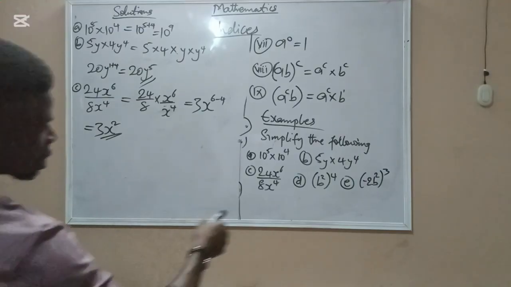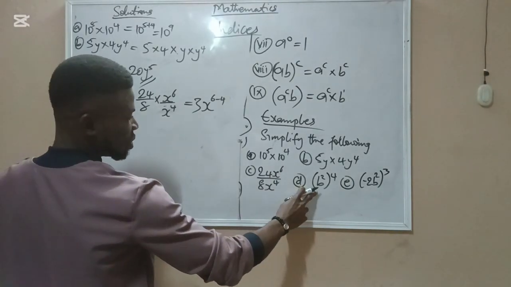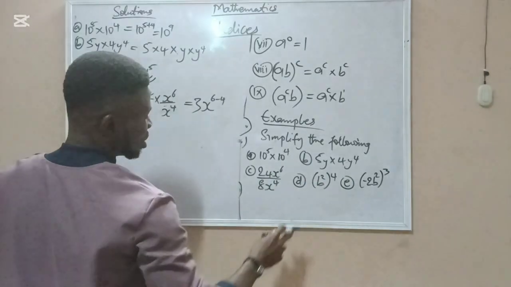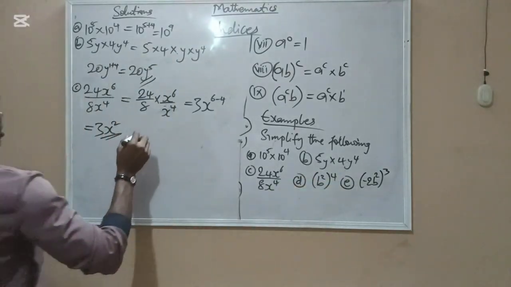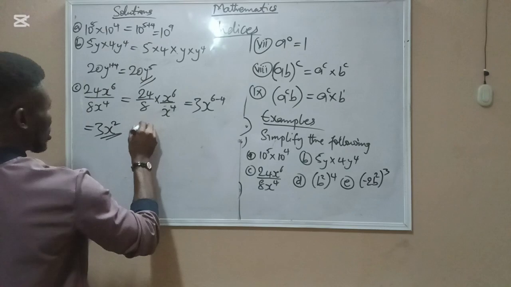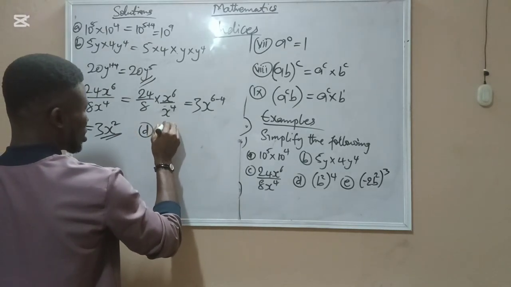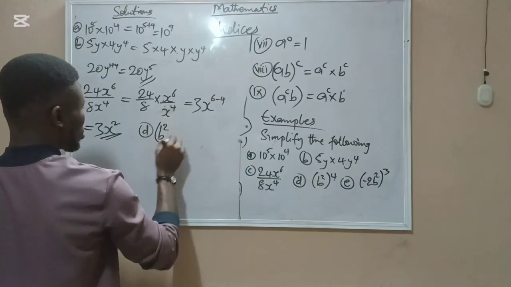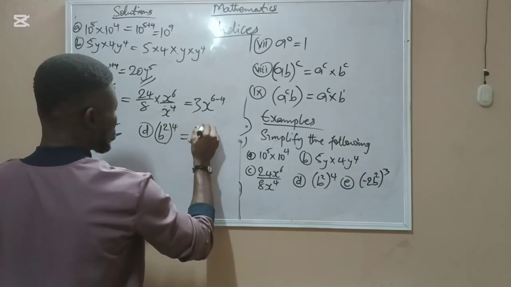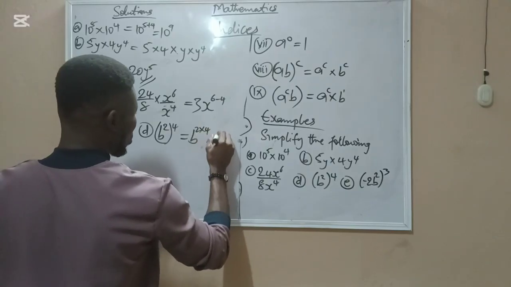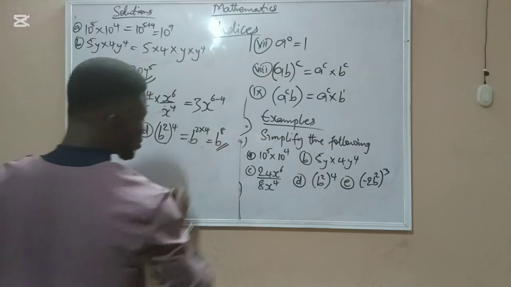Now, another one, I think that one is simple. Do we need to touch it? This one is just b to the power 2 raised to the power 4. When we talk about numbers with double powers, it's just 2 times 4. But let's just touch it. That number D says b to the power 2, all to the power 4. And this is the same thing as b to the power 2 times 4, which is b to the power 8.